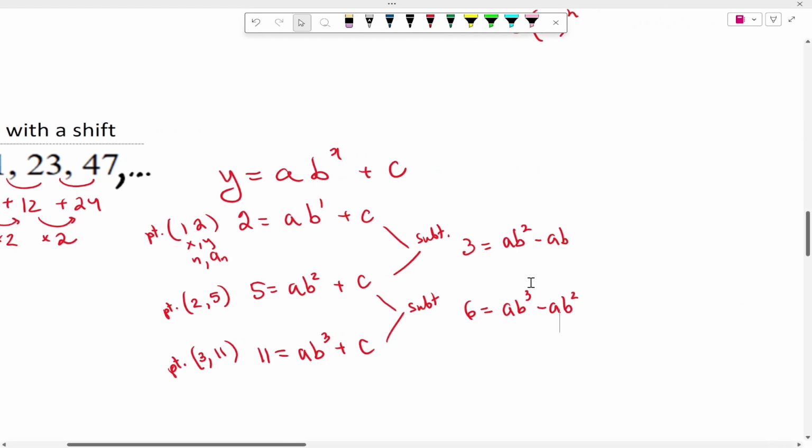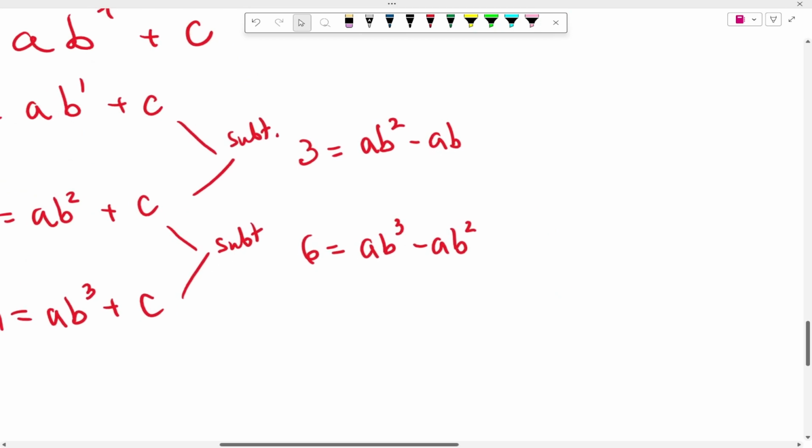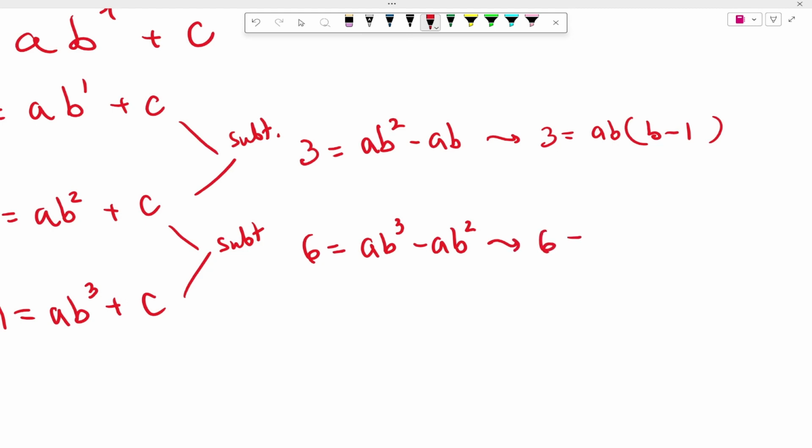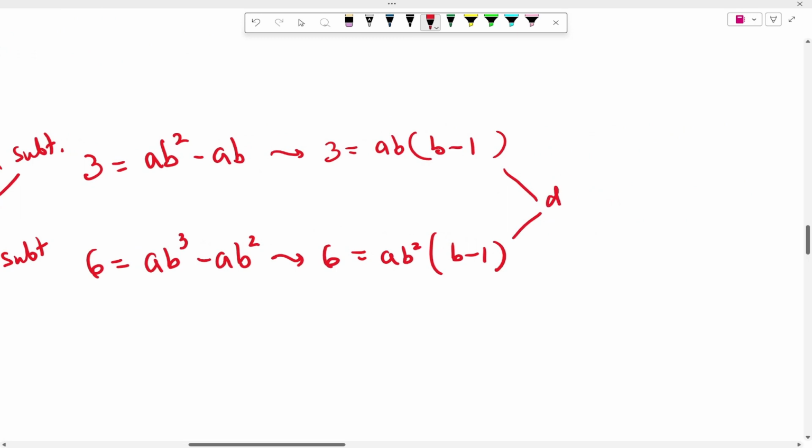So what can we do to start isolating either a or b? What do you think we can do there? Can we divide? We would be dividing, but maybe before dividing, let's factor. Oh, yeah. What do you get? That'd be b minus 1. Okay, and then do the same thing here. Factor. ab squared is common. And b minus 1. Okay, so to eliminate this time, because they're multiplied, we will divide.